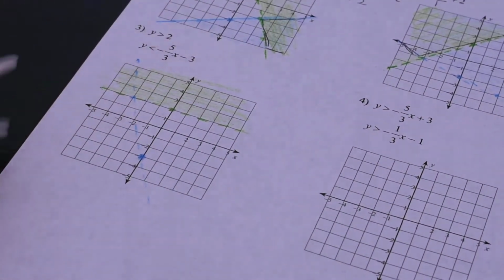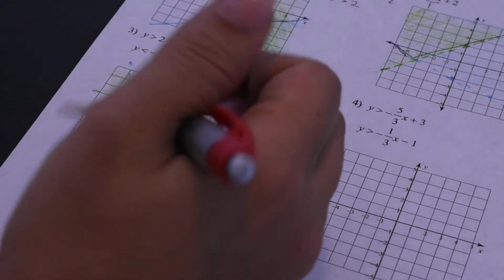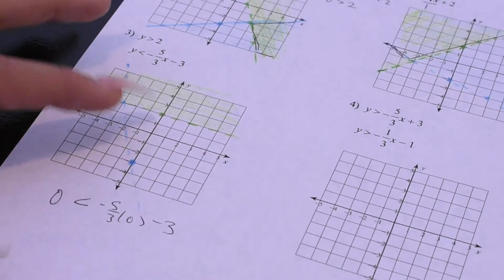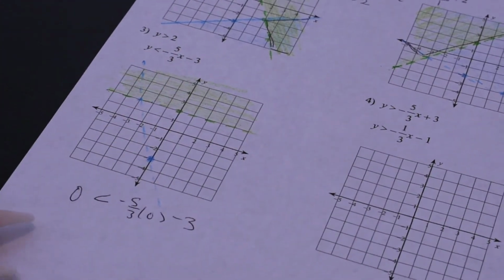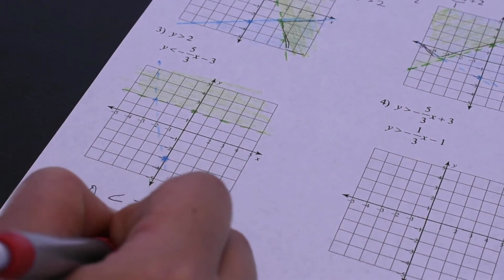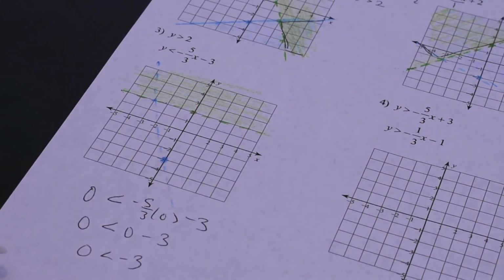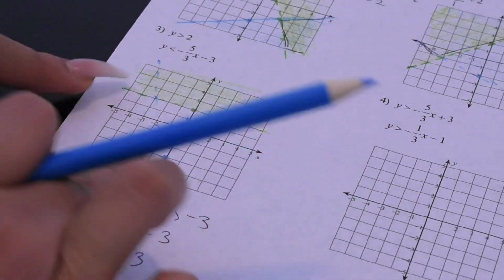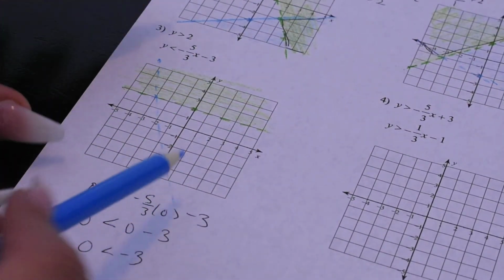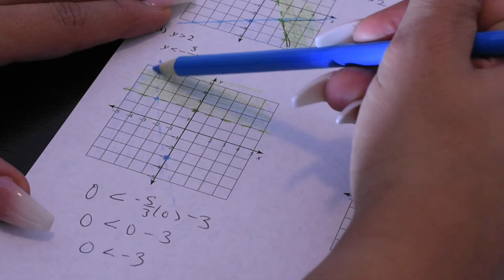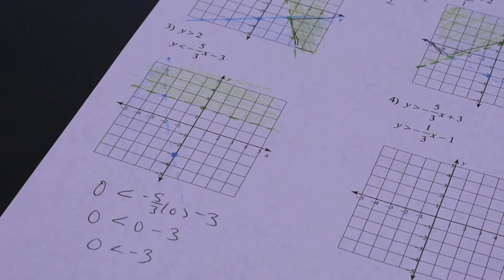Cool. I gotta figure out what to shade. So I plug in 0, 0. So 0 is less than negative 5/3 times 0 minus 3. I always use 0, 0 as a reference point because it's easy. So 0 is less than 0 minus 3. 0 is less than negative 3. Is 0 less than negative 3? No, it's not. So I would shade not this side, but this side, looking at just my blue line. So they overlap right here, so that's the solution.